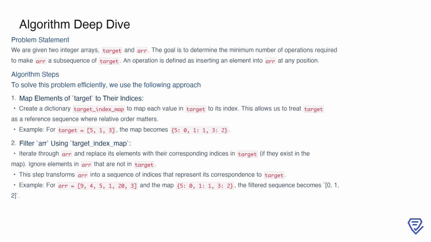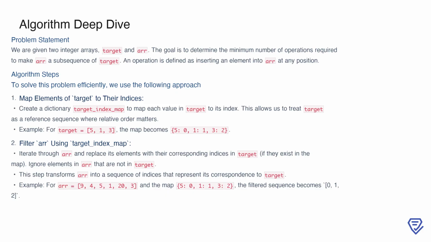Our approach starts by mapping the elements of target to their indices. This creates a reference that allows us to efficiently determine how elements in ARR correspond to target. For instance, if target is 5, 1, 3, we create a dictionary where each value in target is mapped to its index, resulting in 5 to 0, 1 to 1, 3 to 2.